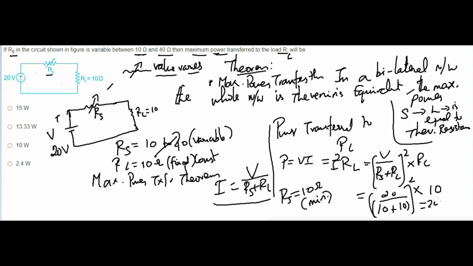Once again, 20 divided by 10 plus 10, that is 20, the whole square, into 10. So you get a cancel, 1 square is 1, and the answer is equal to 10. So you will get the answer as 10 watts.